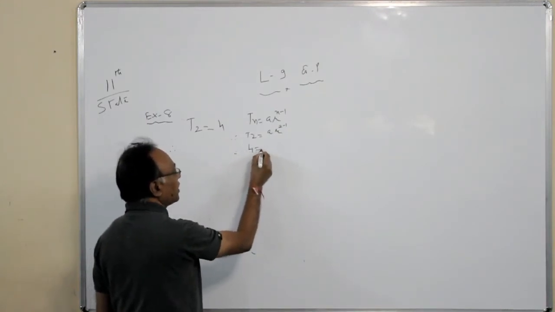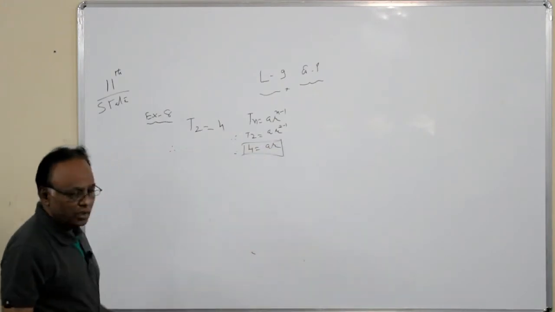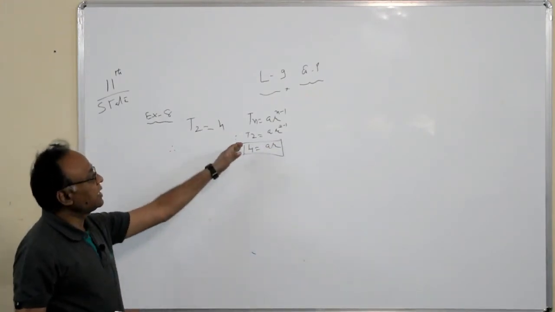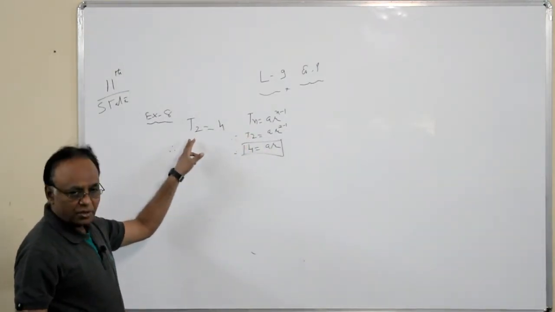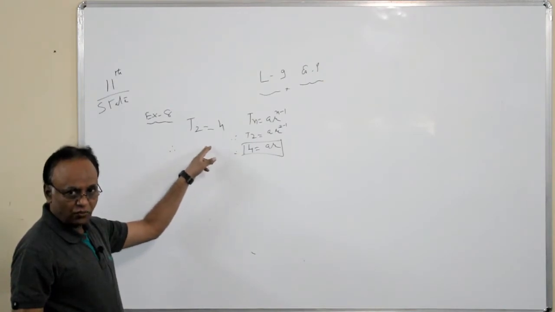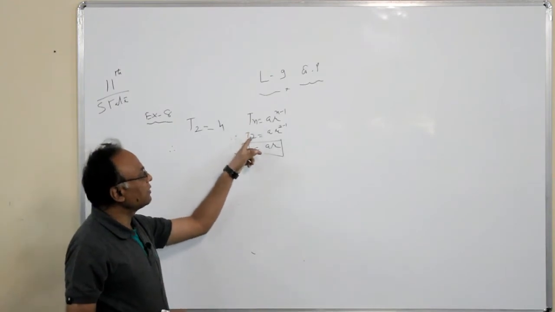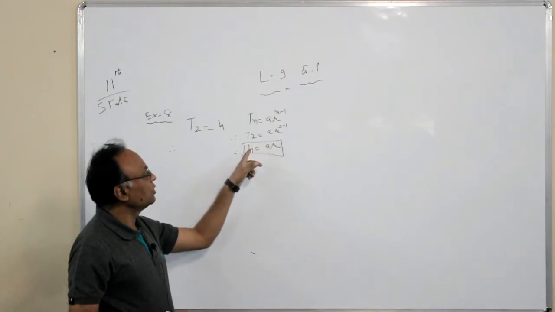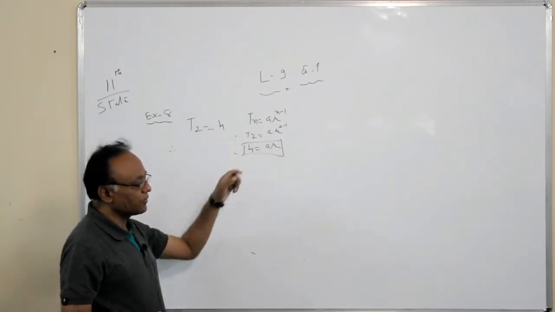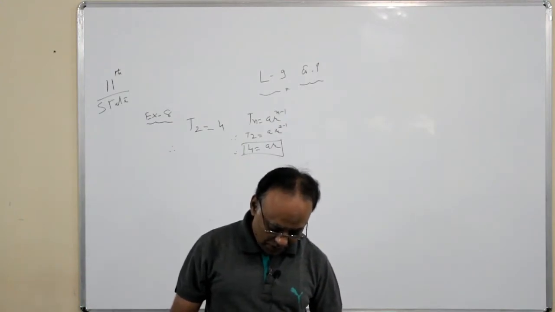It is given that 4 is equal to AR. Again I repeat, Tn is equal to AR raised to n minus 1. Which term is given here? The T2 value is given as 4, meaning the second term is 4. So n is equal to 2, AR raised to 2 minus 1, so 4 is equal to AR. Now further it is given: find the product of the first 3 terms of the GP.